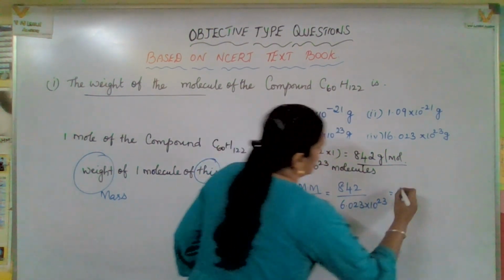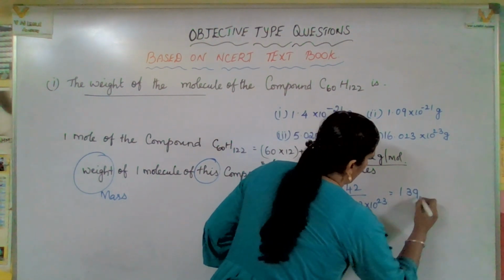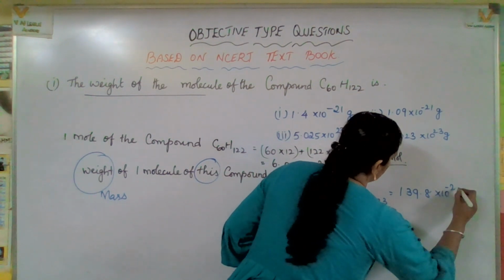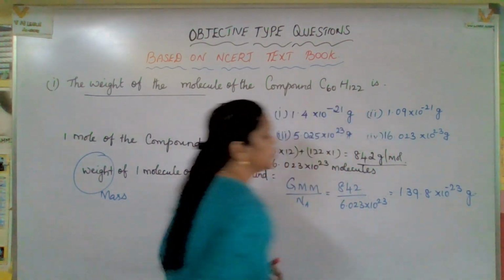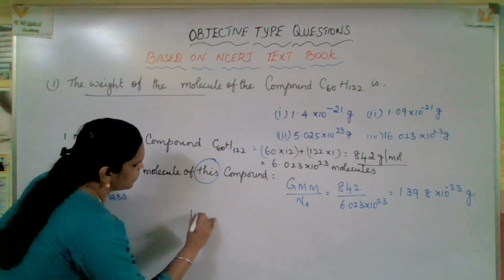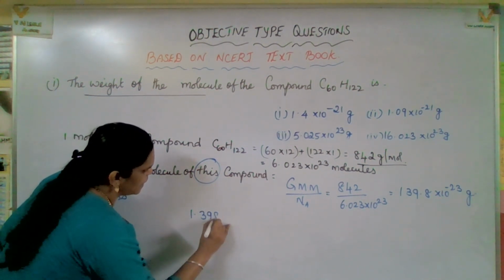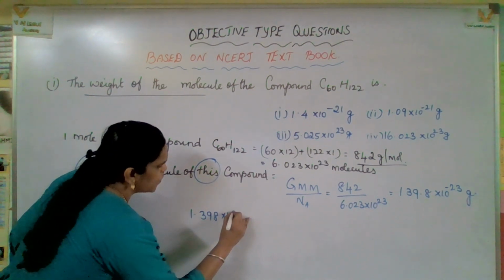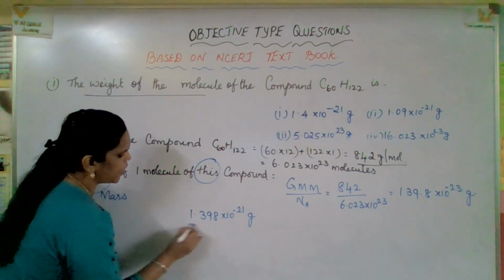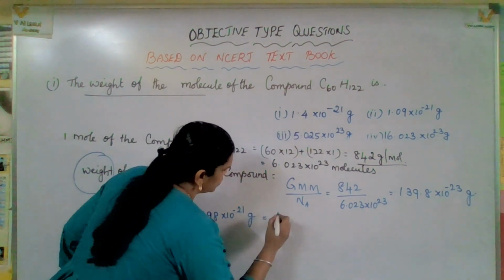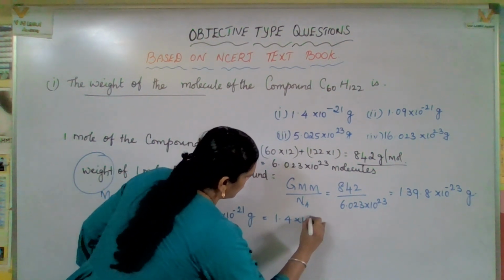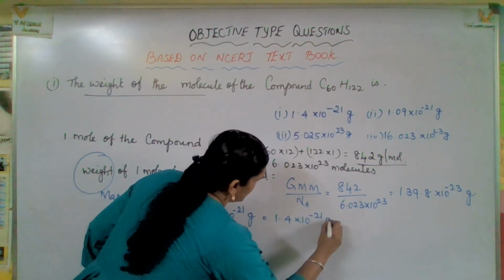So you will get 139.8 into 10 to the power of minus 23 grams. Okay, now let us write it this way: 1.398 into 10 to the power of minus 21 grams. So we can write it as 1.4 into 10 to the power of minus 21 grams.